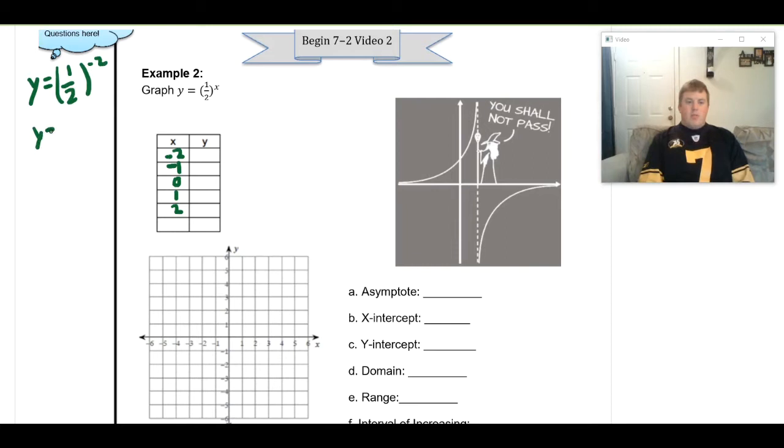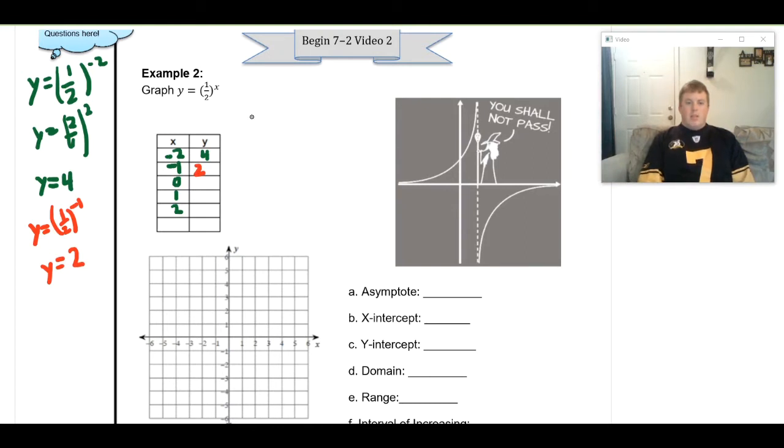Now remember that to deal with a negative exponent, we flip it. So this actually will become 2 over 1 raised to the +2 power. So that's going to be y equals 4. So I'm going to fill in 4 there. I'll plug in -1 next. So we'll do y equals 1/2 raised to the -1 power. That's going to flip things, so we're going to get y is equal to 2.